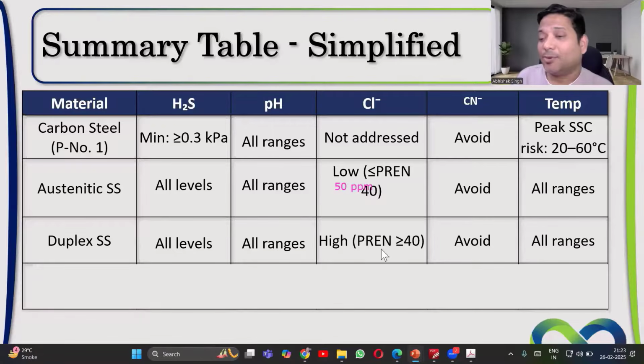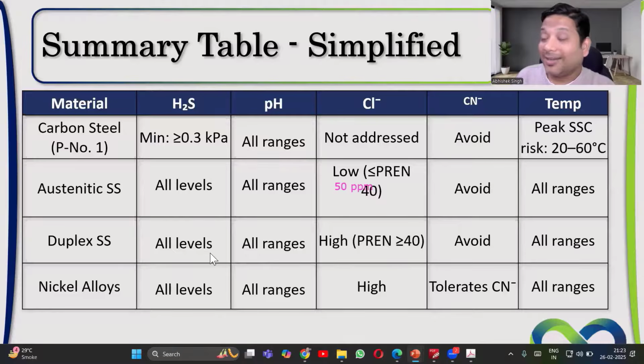For duplex, mostly cyanide you need to avoid. Other than that, it also has pretty good fair uses with all the different H2S partial pressures. If you have high chloride, then the partial pressure will be limited to 20 kPa max. Even austenitic stainless steel, if your chloride is very low, then you can go to a high kPa value of partial pressure. If the chloride content increases, your partial pressure goes down. So one of the parameters can be higher, the other has to be in a very low condition.